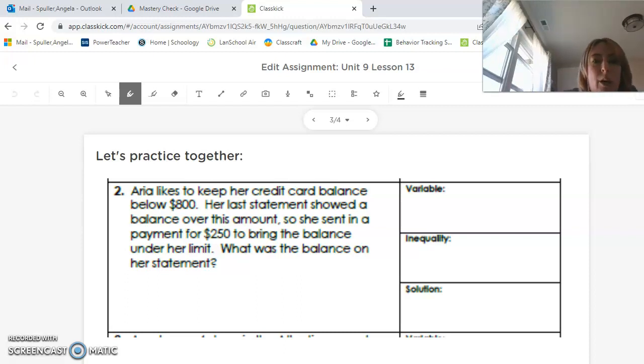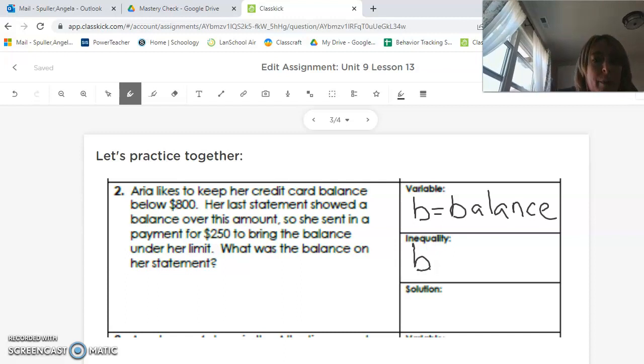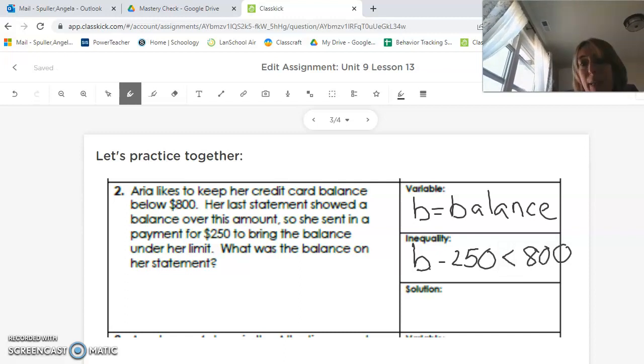Well, we know that we need to get a variable to find the balance. So let's put B, which equals balance. Balance means how much is in her statement, how much she owes. Okay, so we know that she sent in whatever the balance was, she sent in a payment of 250. And we know this makes it less than 800 because she doesn't want to be any bigger. Okay, so it has to be less than 800.